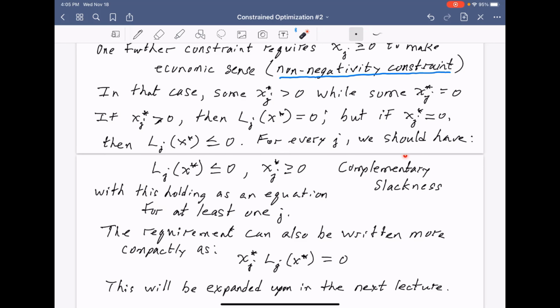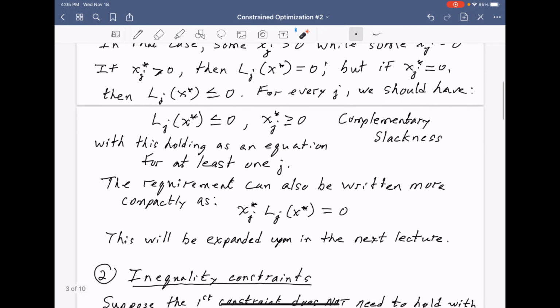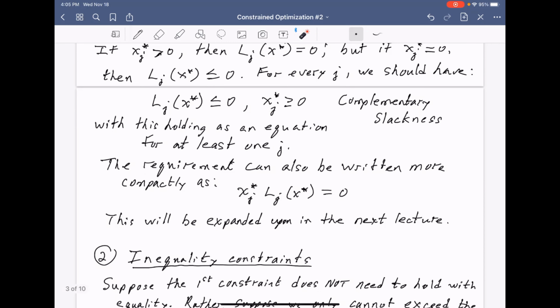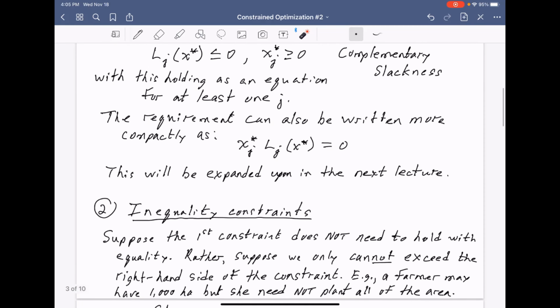Dixit uses the term complementary slackness, but we'll expand on that a little later on. This result should hold as an equation for at least one j. The requirement can be written more compactly as x star j times the partial of L with respect to xj being equal to 0. And this is really what we mean when we talk about complementary slackness. We'll expand upon that in the next lecture.